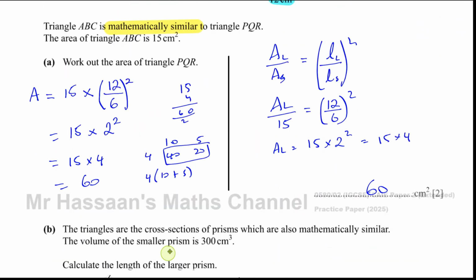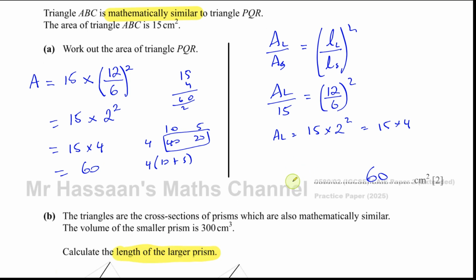Now for part B, it says the triangles are the cross sections of prisms which are also mathematically similar. The volume of the smaller prism is 300 centimeters cubed. Calculate the length of the larger prism. So it's very important to read the question carefully here. They're asking for the length of the larger prism. Okay, this question, I'm sure many people didn't even read it and did the wrong thing.